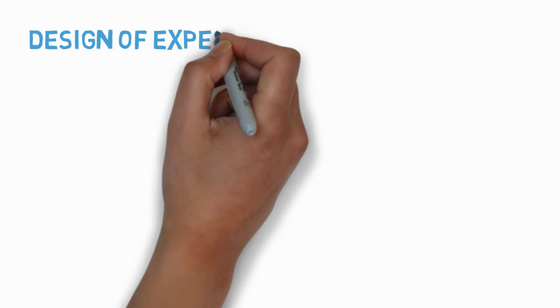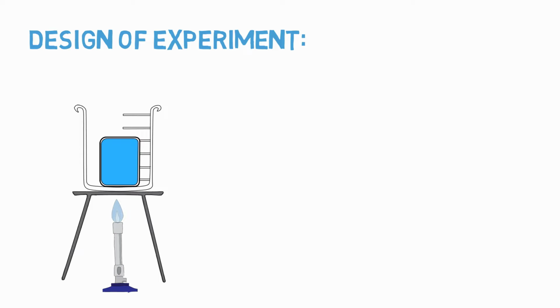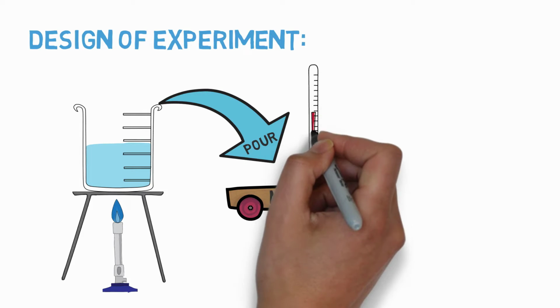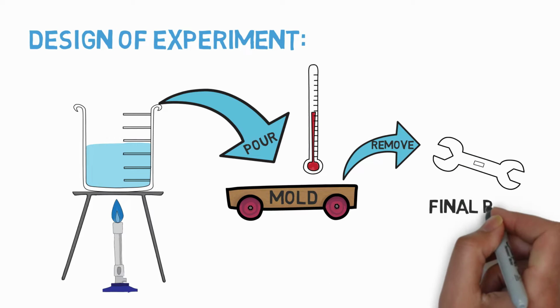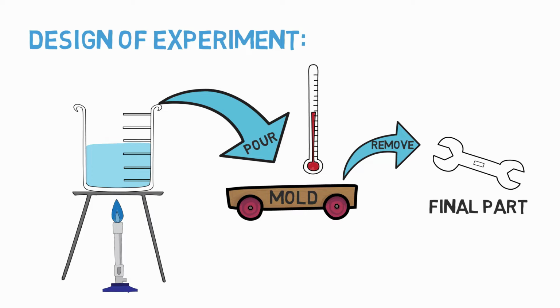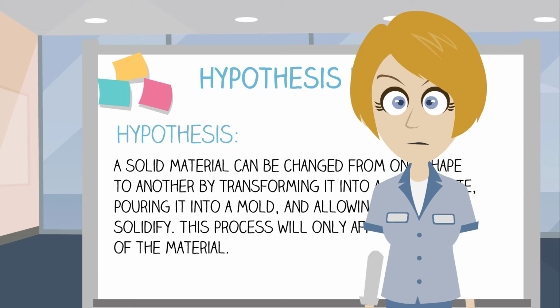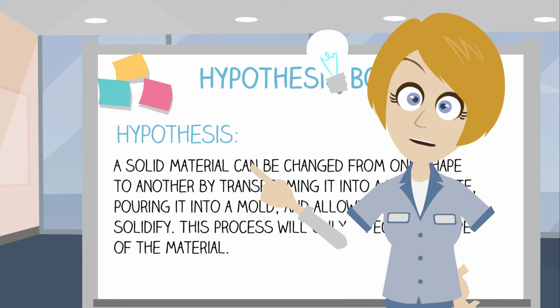Now let's think about designing an experiment for our hypothesis. We could take a solid material and attempt to reshape it by melting it, pouring it into a mold, and allowing it to cool. To evaluate the first half of our hypothesis, we can look at the final shape of the solidified part and see how effective the process was. The second half of the hypothesis requires a bit more investigation. We hypothesized that only the shape would be affected by this process, so we should find a way to compare the state of the material before and after it goes through this process.